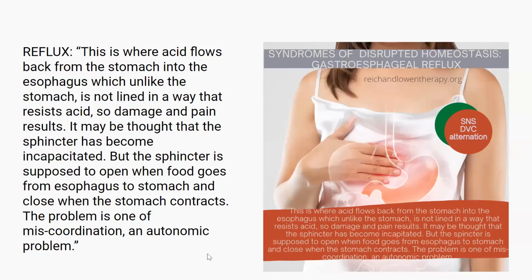Here are some examples of syndromes of disrupted homeostasis. Reflux. This is where acid flows back from the stomach into the esophagus, which, unlike the stomach, is not lined in a way that resists acid, so damage and pain result. It may be thought that the sphincter has become incapacitated, but the sphincter is supposed to open when food goes from esophagus to stomach and close when the stomach contracts. The problem is one of miscoordination, an autonomic problem.